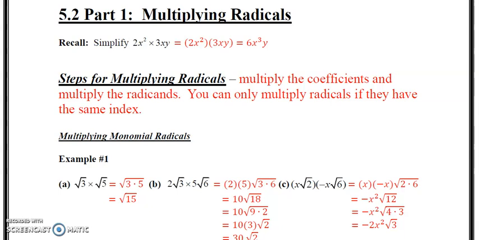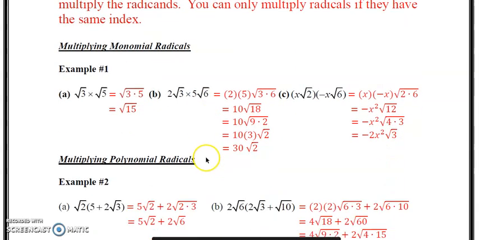So we multiply the coefficients and then we multiply the numbers, the radicands. So basically multiply the number in front of the square root sign and multiply it by the number underneath the square root sign, or the radical sign, I guess I should say, because the cube roots are there as well. So let's look at the first example.